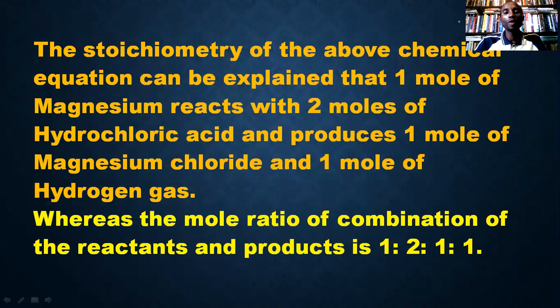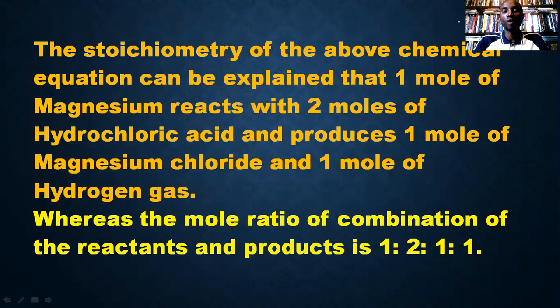Okay. So the stoichiometry of the above reaction, or chemical equation, can be expressed that 1 mole of magnesium reacts with 2 moles of hydrochloric acid, and it produces 1 mole of magnesium chloride and 1 mole of hydrogen gas. That is the stoichiometry of that particular reaction. It tells you how many moles of this react with how many moles of the other one to produce how many moles of this and that.